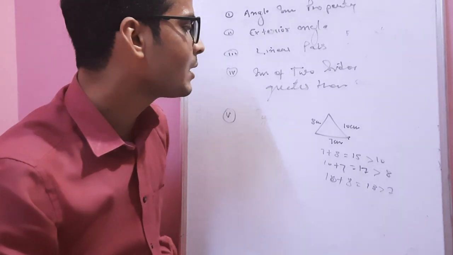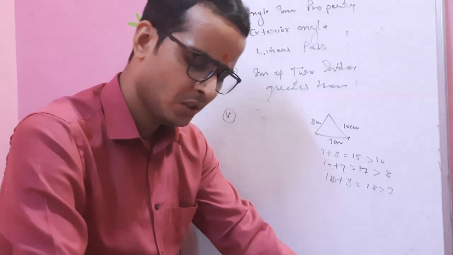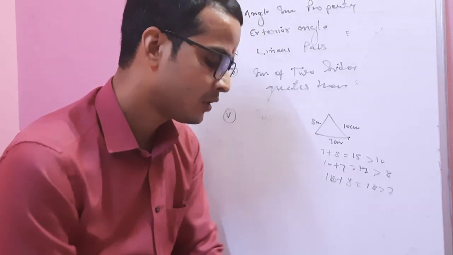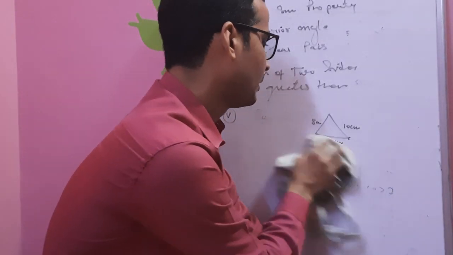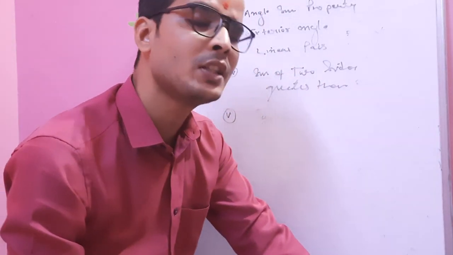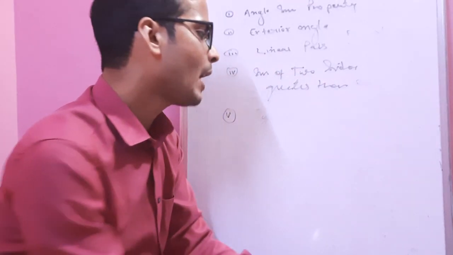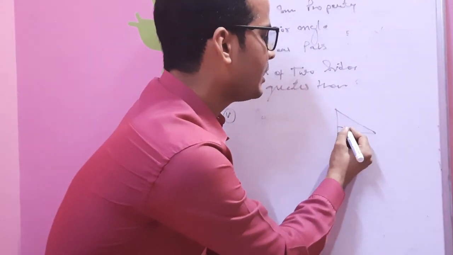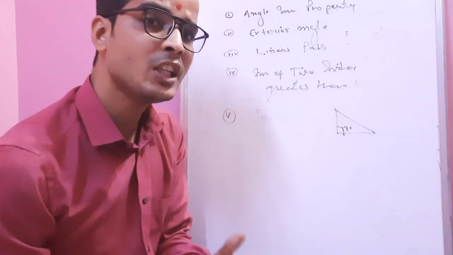Okay, so next is the Pythagoras theorem. The Pythagoras theorem is also a very important property. How can you apply this property? Remember one thing, that the Pythagoras property is always used in a right angle triangle. A triangle having 90 degrees is called a right angle triangle. So this is 90 degrees. So how can you use this property?